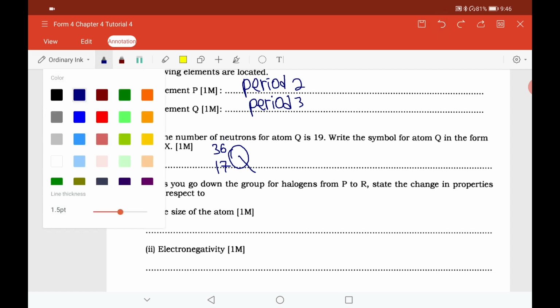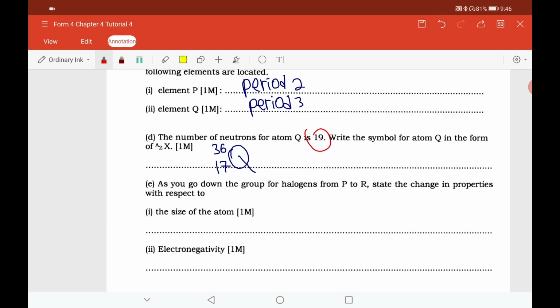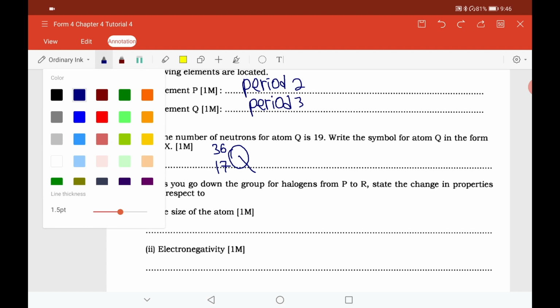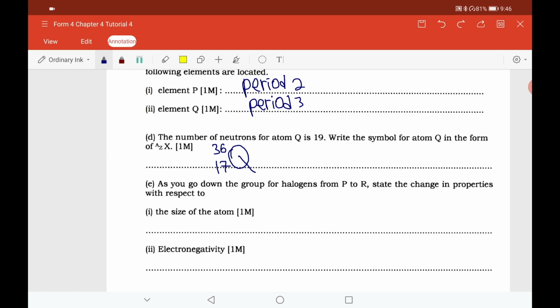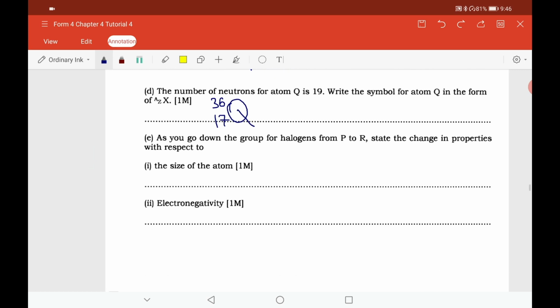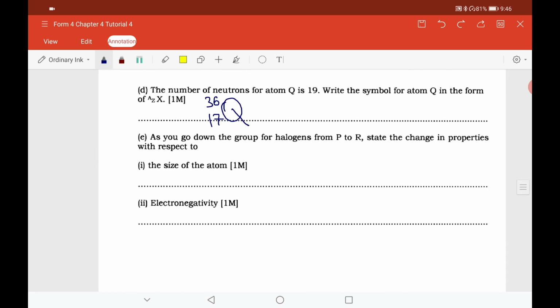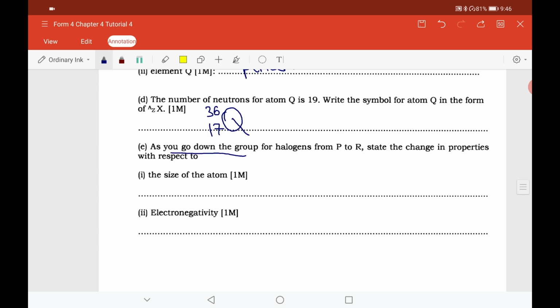So this is the nucleon number. Many students just put the 19 here, which is wrong. 19 is the number of neutron, but we don't want that. We want nucleon number. For nucleon number, we take proton plus neutron.